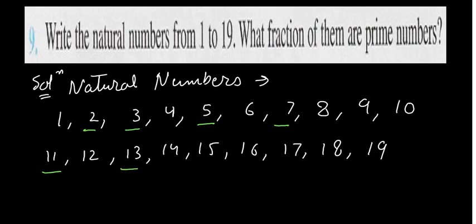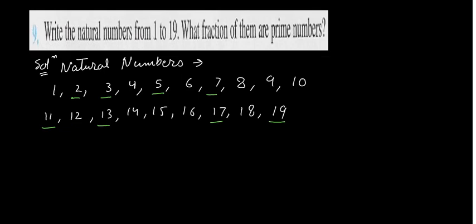Then 13 is a prime number. After 13 we will jump on to 17. 17 again is a prime number, and 19. So let us count all the prime numbers that we indicated. 1, 2, 3, 4, 5, 6, 7, 8. So in total we have 8 prime numbers.